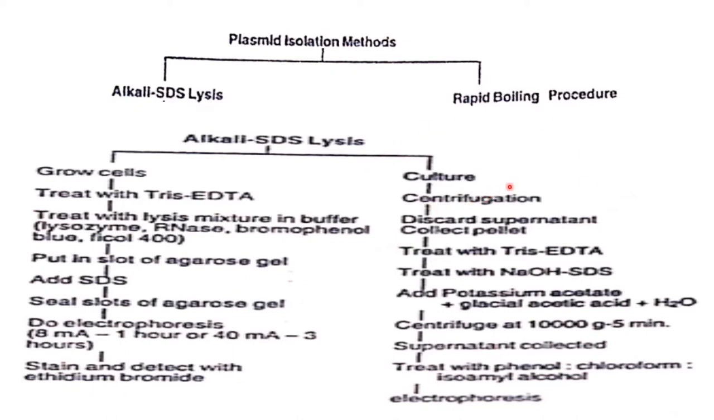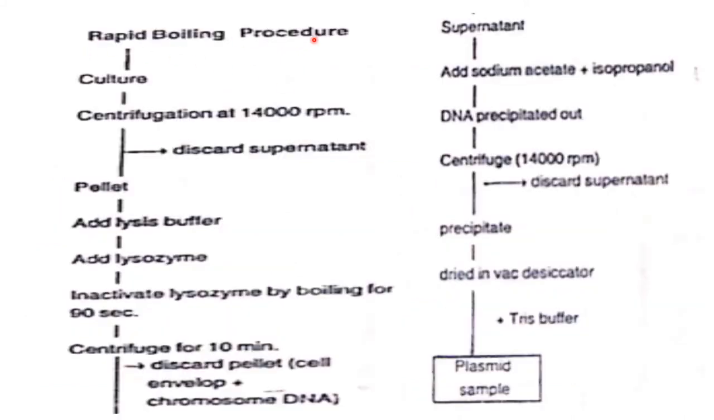In case of culture cells, centrifuge, discard the supernatant, collect the pellet, treat with Tris-EDTA, treat with sodium hydroxide and SDS, that is sodium dodecyl sulfate, add potassium acetate plus glacial acetic acid plus water, centrifuge at 10,000 g for 5 minutes, collect the supernatant, treat with phenol, chloroform, and isoamyl alcohol, then electrophoresis will be done.